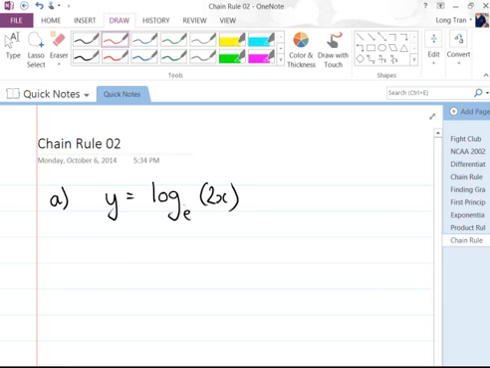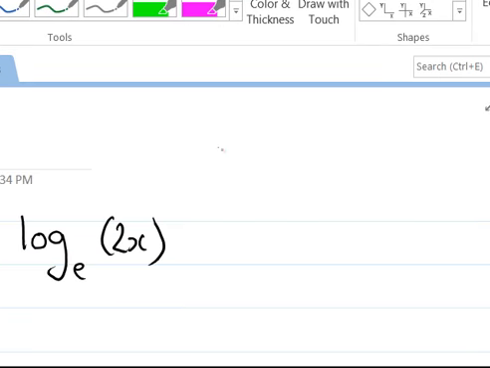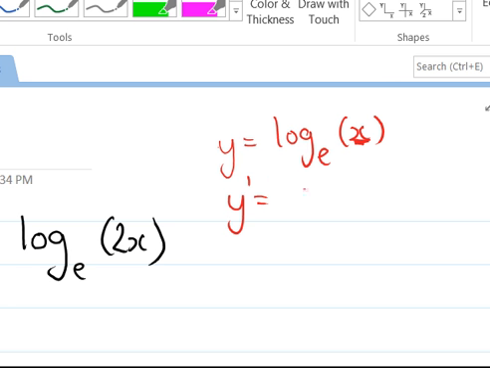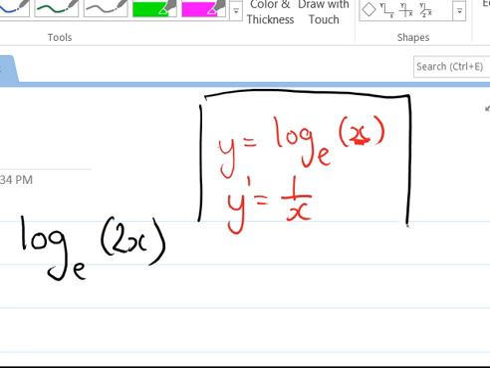You've got to remember the rule here for the logarithmic function. The only thing we know, remember, is the derivative of log e of x, not 2x, not negative x, not 3x, just x. Okay, just x by itself. We know the derivative of this is equal to 1 over x. That's all I'm asking you to memorize for now. Later on, I'll teach you where it comes from, but that's what we know.